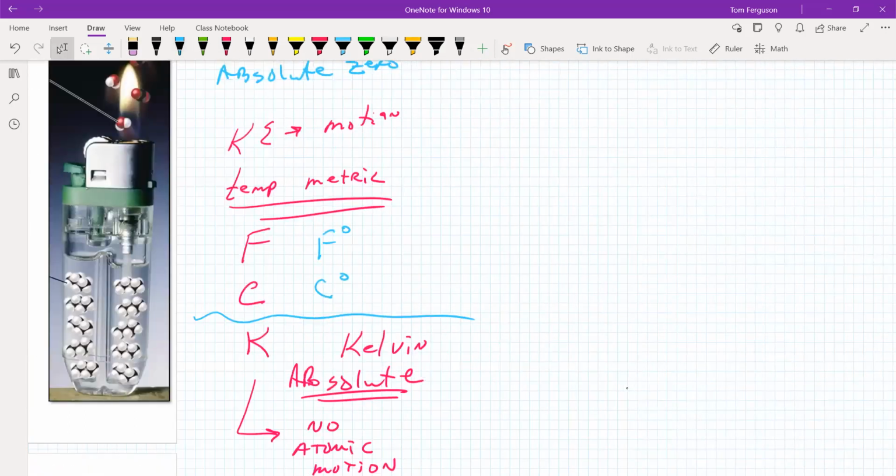A lot of books, including the one we use, have a ton of problems on converting from Fahrenheit to Celsius. And when we're in lab, we use Celsius. When we're outside of lab, we use Fahrenheit. And there's never a time when you need to convert from one to the other unless you're traveling a lot. So I don't spend a lot of time on this conversion.